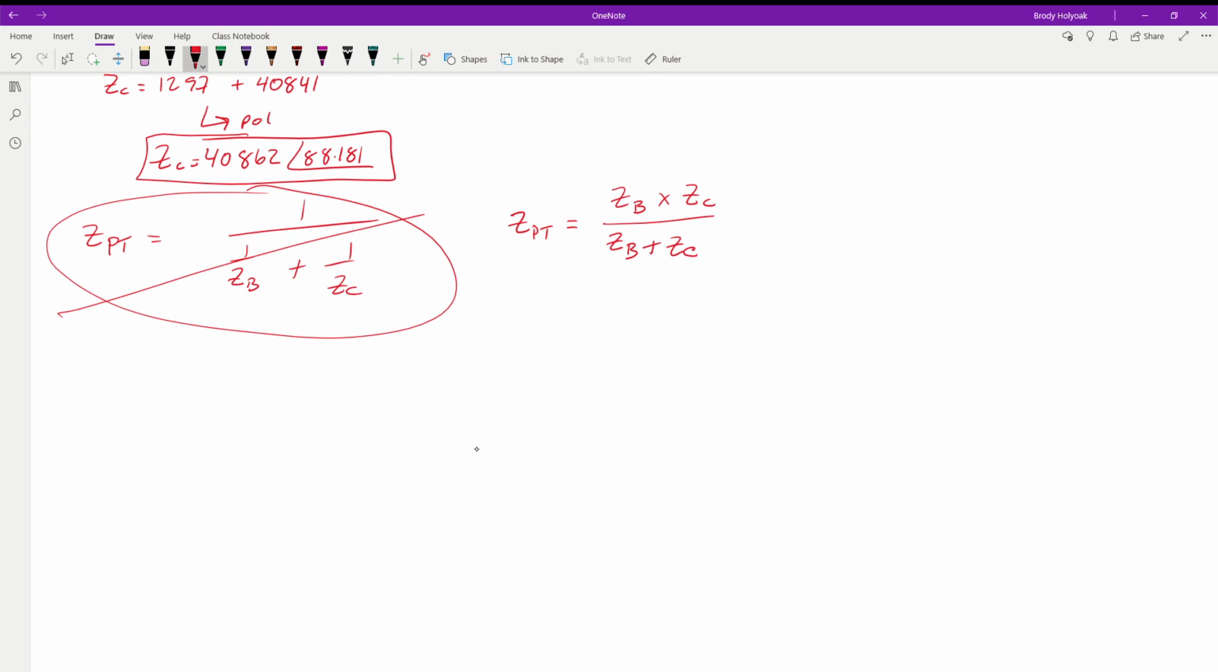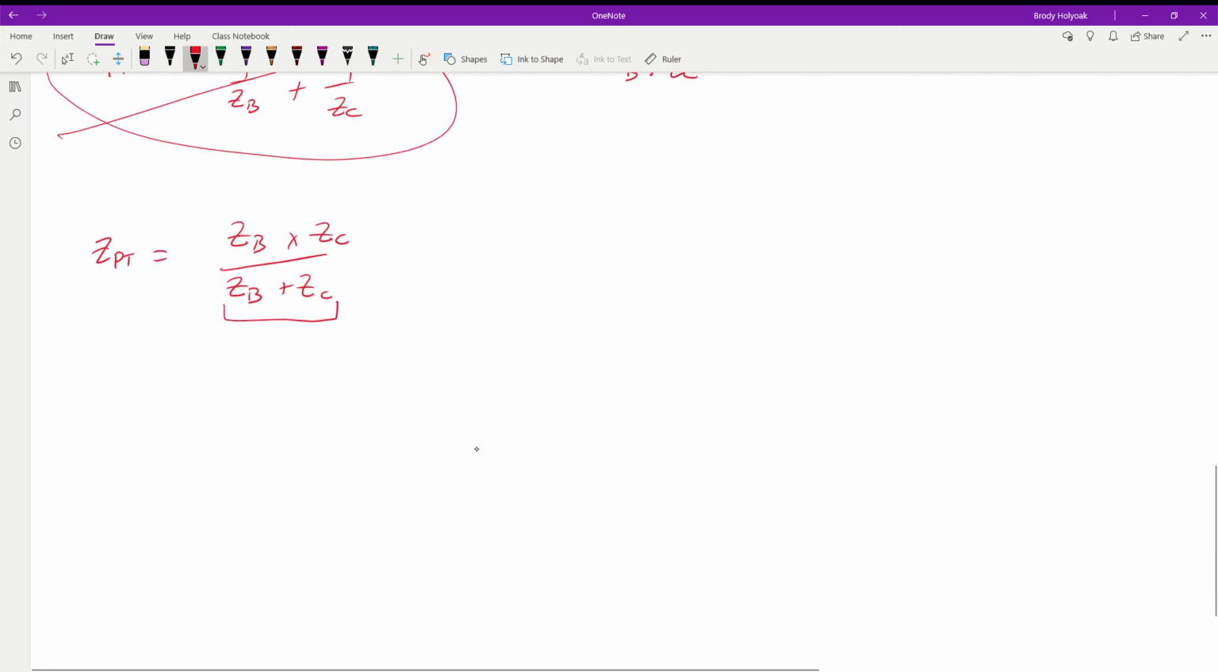All right, so let's get into solving this guy. So the Z parallel total is ZB times ZC over the impedance of B plus the impedance of C. So what does that look like when we spit it out? Well, the first thing we want to do is we want to add together our ZB and our ZC. Kind of do that first, get that answer, and then get that converted into polar so that we can come back and do this division later once we get that multiplication done. So we're going to do this part first.